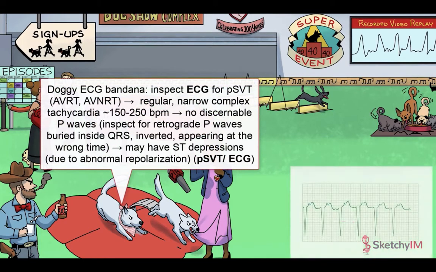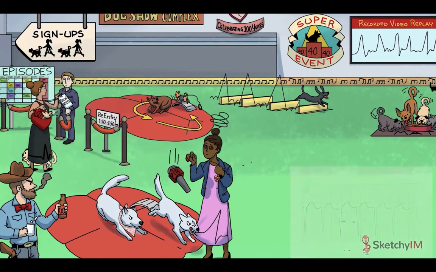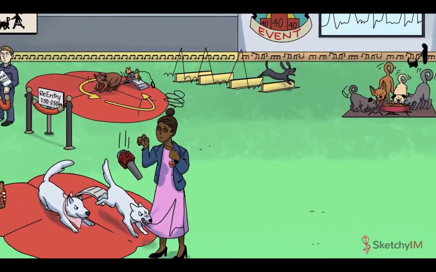As we discussed earlier, the ECG manifestations of AVNRT or orthodromic AVRT include a regular narrow complex tachycardia with a rate in the 150 to 250 range. There will be no discernible P waves or possibly retrograde P waves buried in the QRS complex or popping up in the wrong place. The rate should be fixed. If there's a lot of variability of the rate, you may be looking at sinus tachycardia rather than PSVT. You may also see ST segment depressions, though these are usually related to repolarization abnormalities and not ischemia. Expect them to resolve with conversion of the patient back into a normal sinus rhythm.